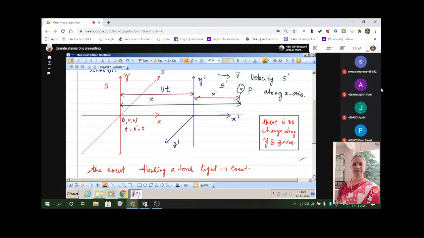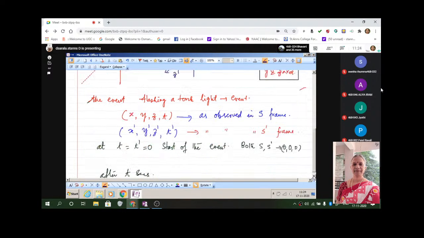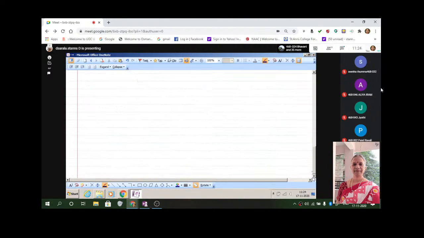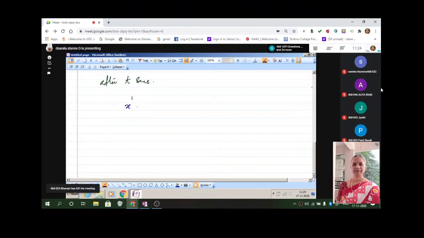From the figure we can write x dash is equal to x minus Vt. Girls, am I audible? Are you all able to follow me? One of you please give me a feedback. Yes, ma'am. Okay, fine. Thank you.